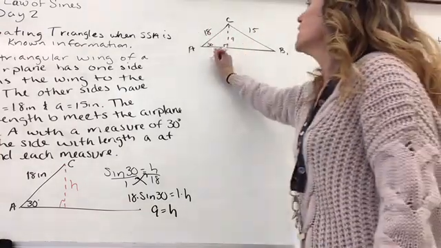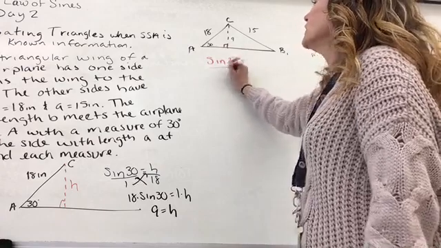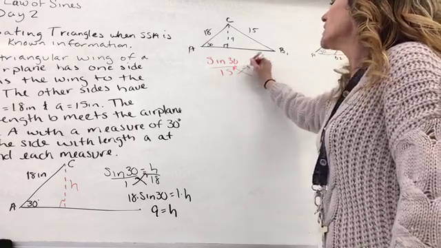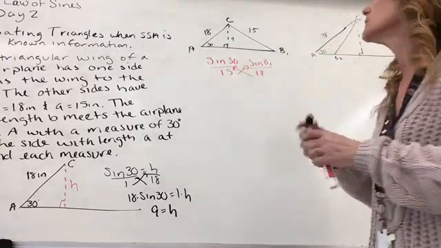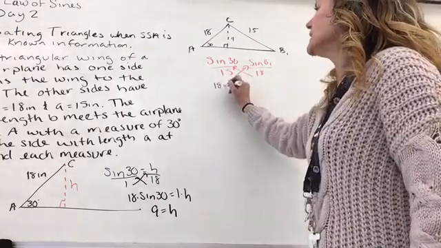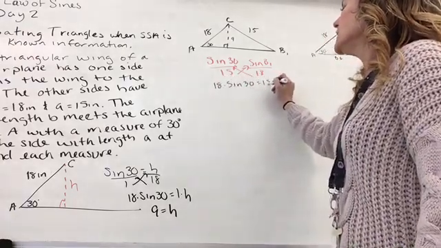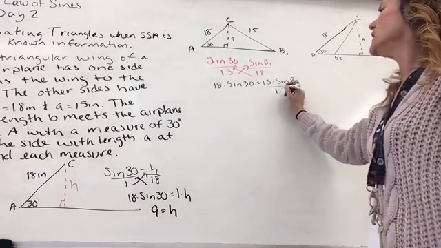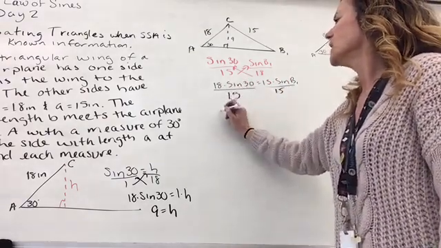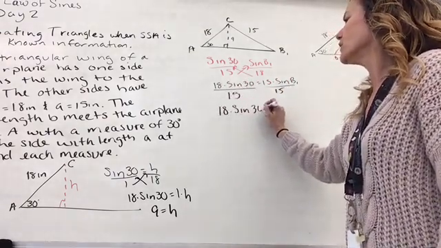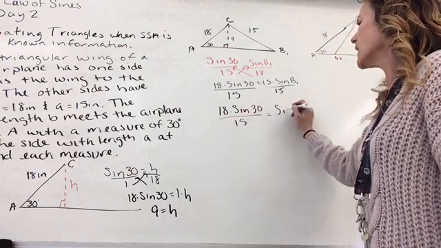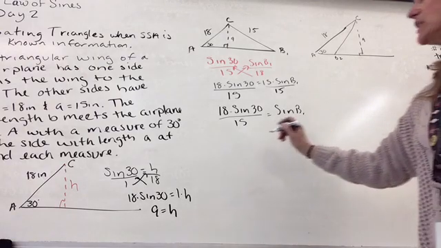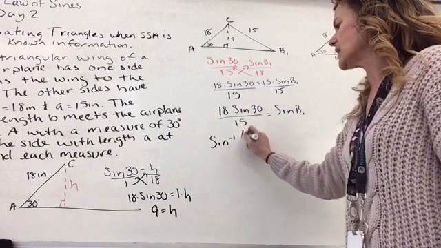Law of sines: sine of 30 over 15 equals the sine of B1 over 18. Cross multiply, and I have 18 times the sine of 30 equals 15 times the sine of B sub 1. Divide out the 15. So 18 times the sine of 30 divided by 15 is equal to the sine of B sub 1. Now remember, we have to take the inverse sine of both sides to get rid of the sine.